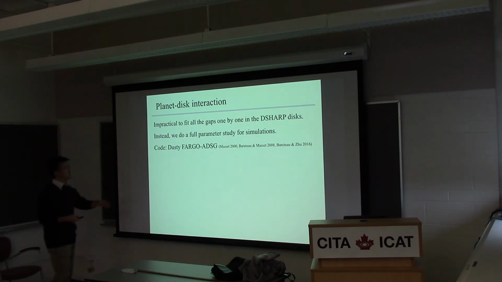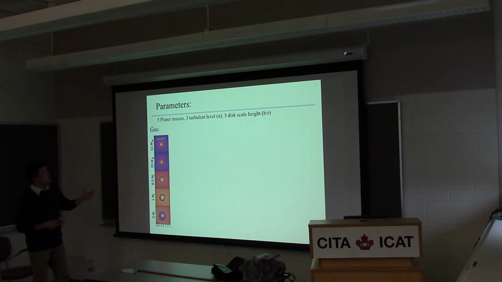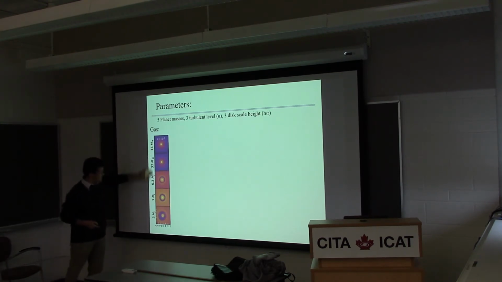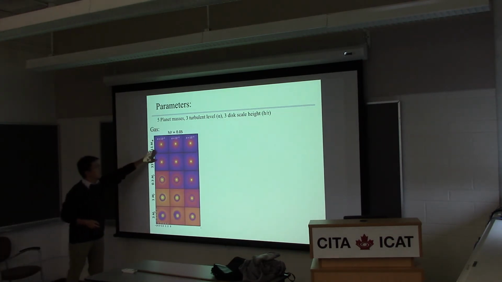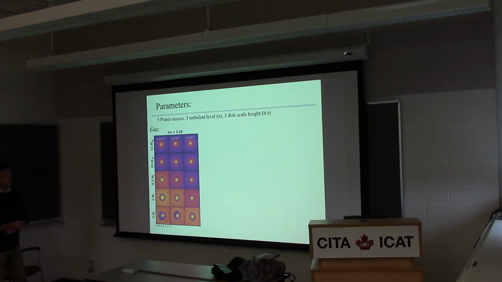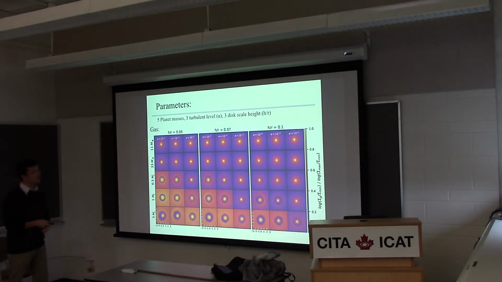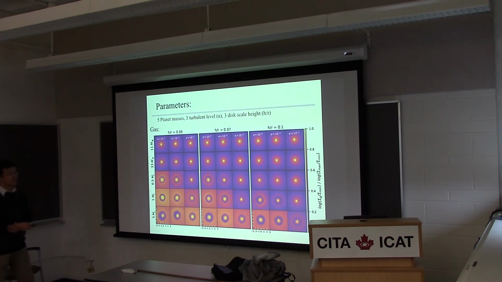The code we use is, again, this Dusty FARGO code. It's a 2D simulation. The gas is grid-based, and the dust is Lagrangian particles. We have 5 planet masses, from 10 Earth masses to 3 Jupiter masses, and 3 different disk turbulence levels, small alpha, big alpha. When the disk is more turbulent, the gap is narrower and shallower. We also try very different disk thickness, different sound speed in the disks. When the sound speed is large, it's harder to open a gap, but when you open a gap, it will be wider. So we did this full parameter space study.